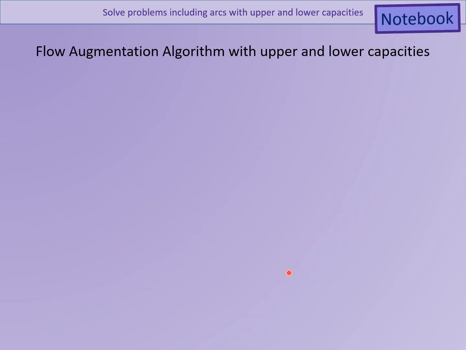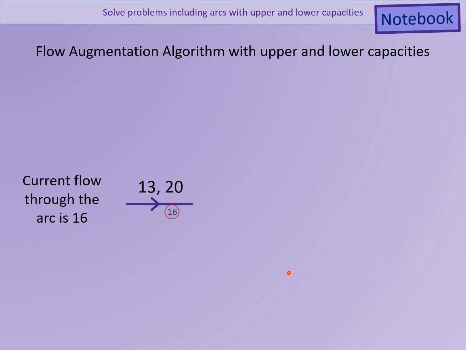So, we've got a flow augmentation with upper and lower capacities. This is the one that's worth writing in your notebooks because this is the sort of thing that you might be asked. And there is a difference again with having those upper and lower capacities. So, when we have the situation normally with the 16, what we would look at is what's flowing through it at the moment and what's left over. So we have 16 going across and 4 coming back, right? So we've got what's left, what's been flowing through it and what's coming back.